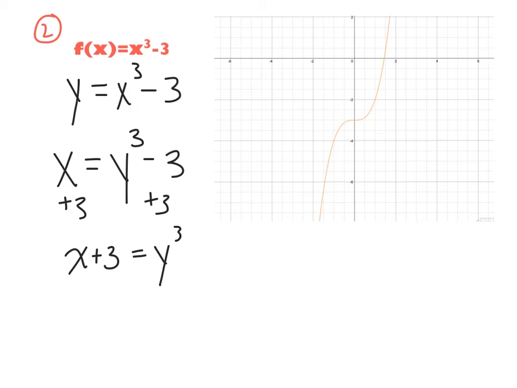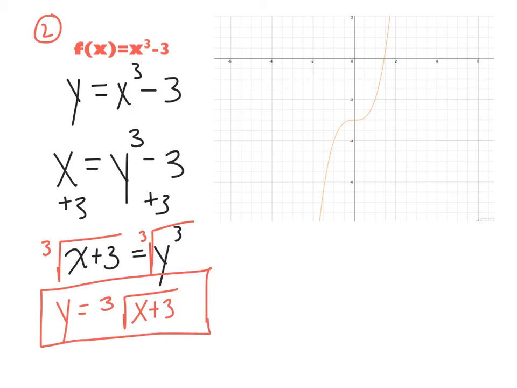Now, how do you get rid of a y cubed? Well, the cube, so to speak, not the y. You just simply take the cube root of both sides. Cube root that side, and I'm going to cube root this side. So I'm going to say y equals the cube root of x plus 3. Now again, this should, since it's an inverse, be a reflection over that line y equals x.